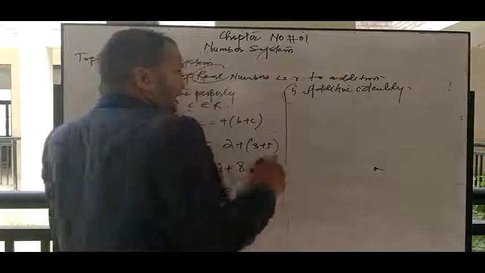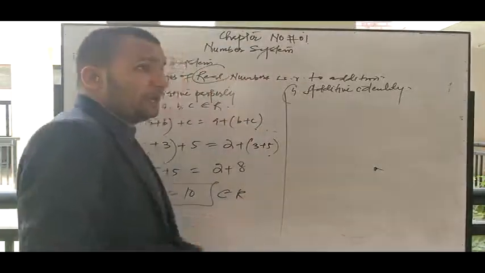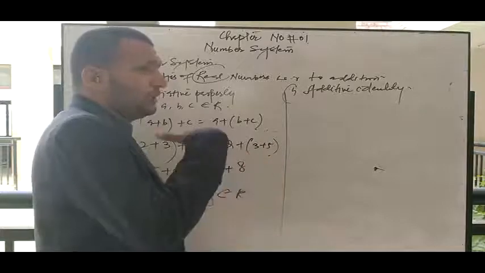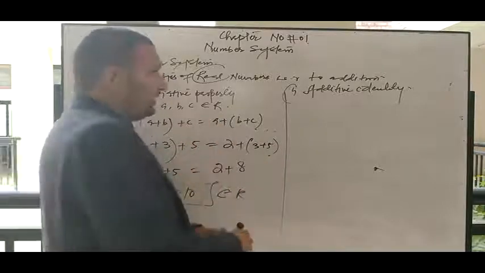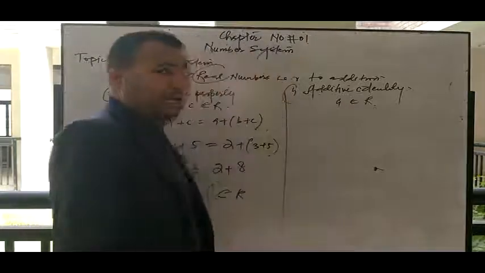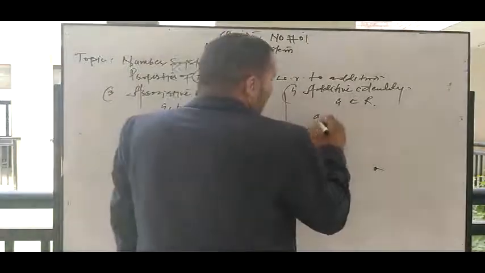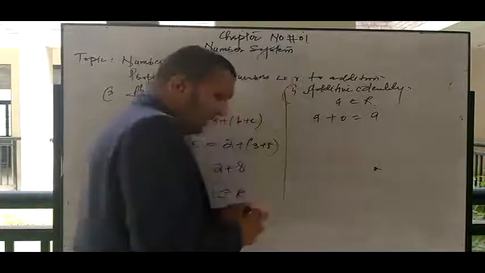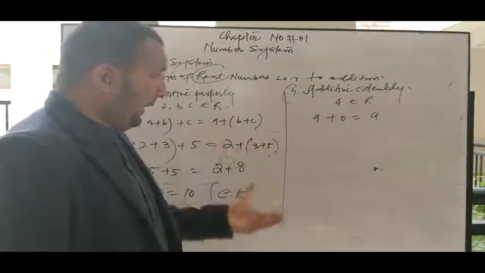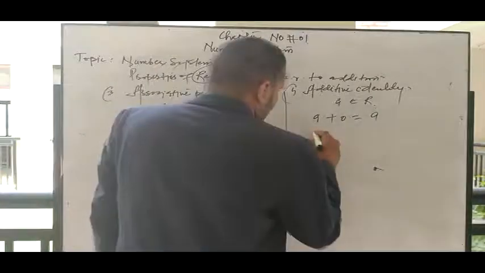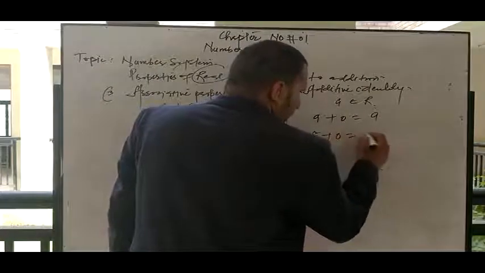Again, additive identity satisfies only one value, because when we add any value with 0, the value does not change. Because a belongs to the real numbers, a plus 0 is equal to a. It means we add any value of the real numbers, but the statement does not change. Let's suppose a is equal to 5, 5 plus 0 is equal to 5.